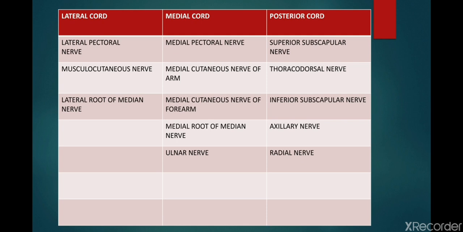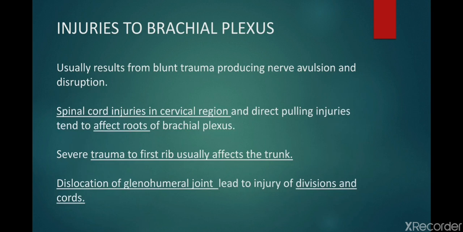Lateral cord, 3 branches: lateral pectoral nerve, musculocutaneous nerve, lateral root of median nerve. Medial cord gives rise to another 5 branches: medial pectoral nerve, medial cutaneous nerve of arm and medial cutaneous nerve of forearm with medial root of median nerve and ulnar nerve. So posterior cord gives rise to the radial nerve, the axillary nerve, the inferior subscapular, superior subscapular nerve and thoracodorsal nerve.